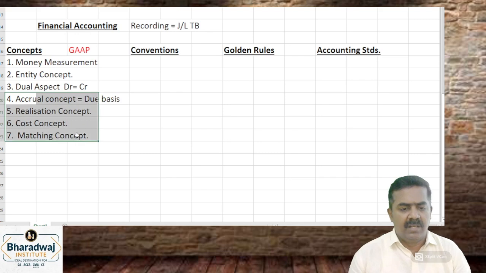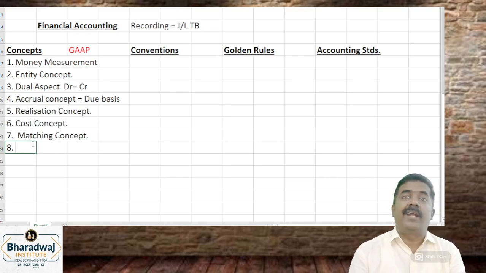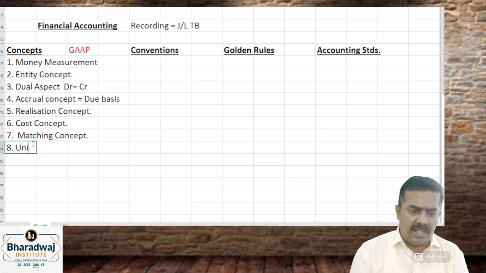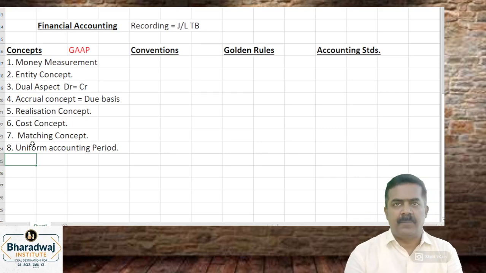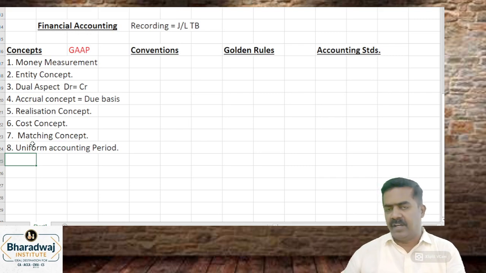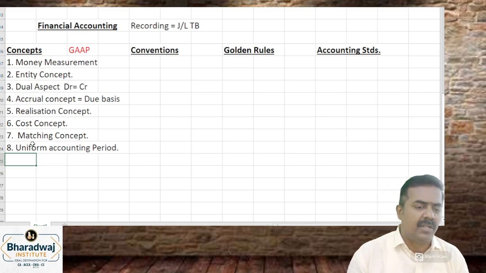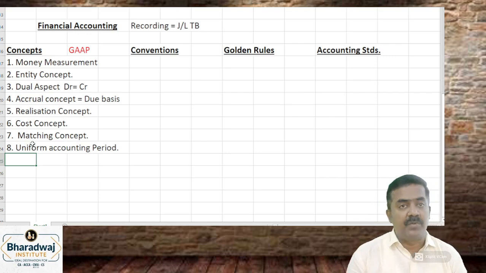So these are the next level concepts. Other concepts gained in preparation of accounts. Maintain uniform accounting period. Don't keep changing. One year I prepare, next year I prepare for 8 months, then 12 months. Can you keep changing the accounting period? No. Ensure that you are maintaining what? Uniform accounting periods.